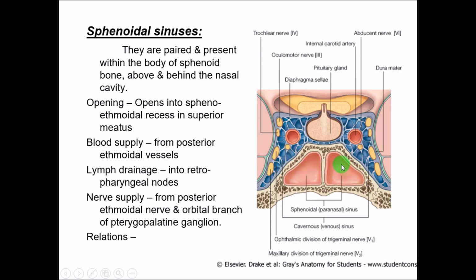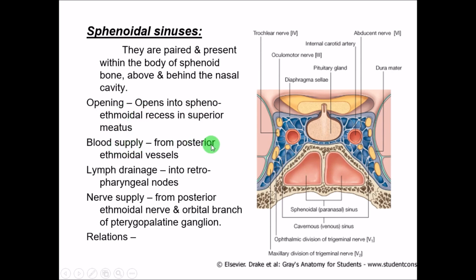And they have very important relations. We will talk about that. Openings: this sphenoidal air sinus, as I said, will open into the sphenoethmoidal recess in the superior meatus. Above the superior meatus, there is a recess within which this sphenoidal air sinus will open.